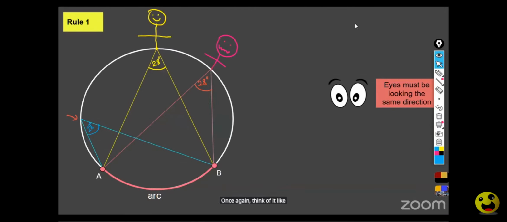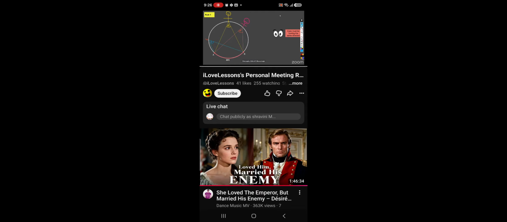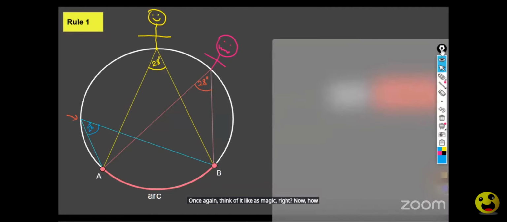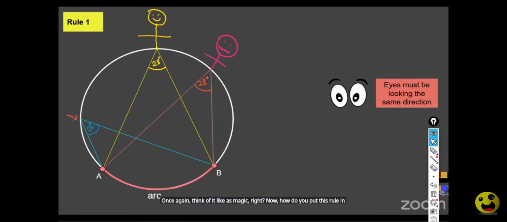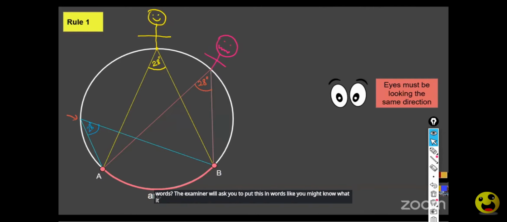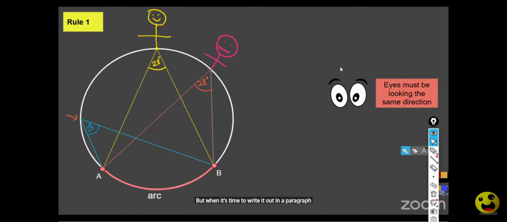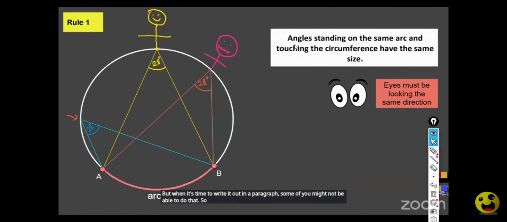as magic, right? Now, how do you put this rule in words? The examiner will ask you to put this in words. Like you might know what it is, but when it's time to write it out in a paragraph, some of you might not be able to do that. So this is the rule here.